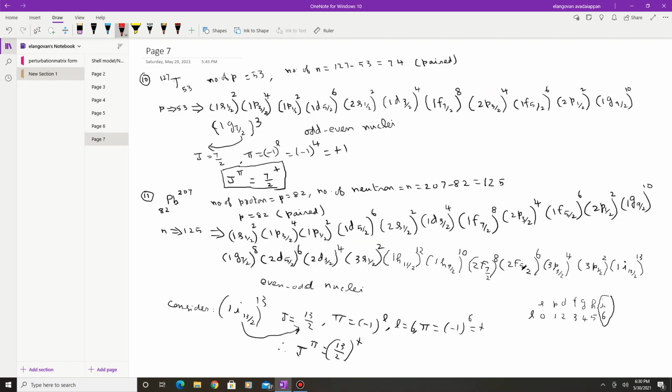Now let us choose another one. 127T53. Number of particles is 53. Proton is 53, large number. N is 74. Now let us write down the level sequence corresponding to P equal to 53.